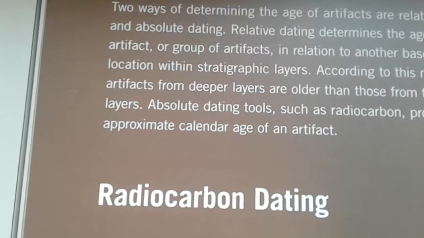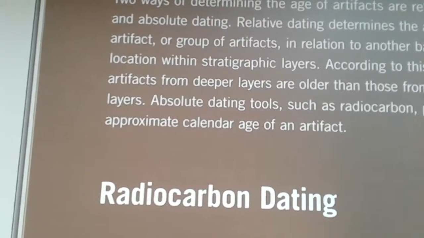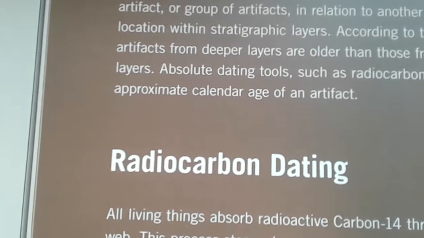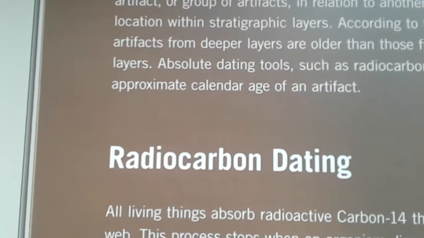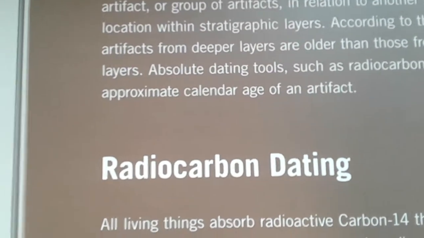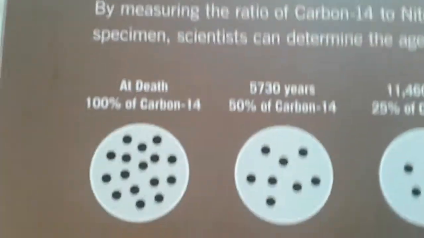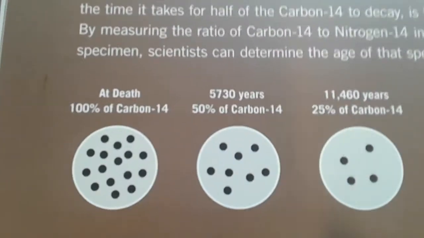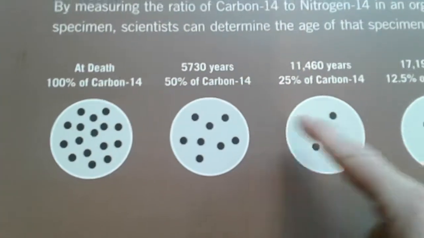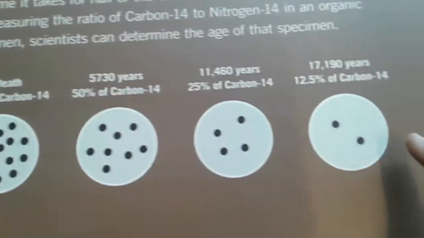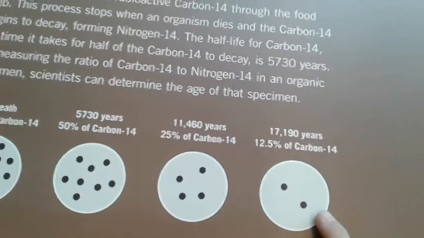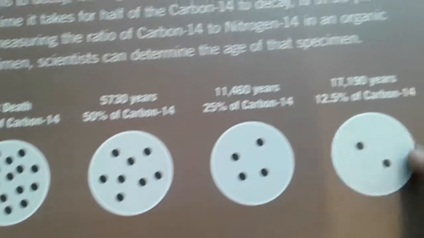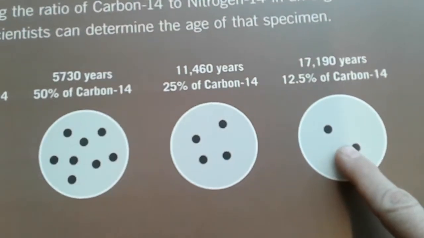According to this method, artifacts from deeper layers are older than those from the upper layers. Absolute dating tools such as radiocarbon provide the approximate calendar age of an artifact. And here's the absolute breakdown in a lab. As you can see, there's less of everything as the years go by.